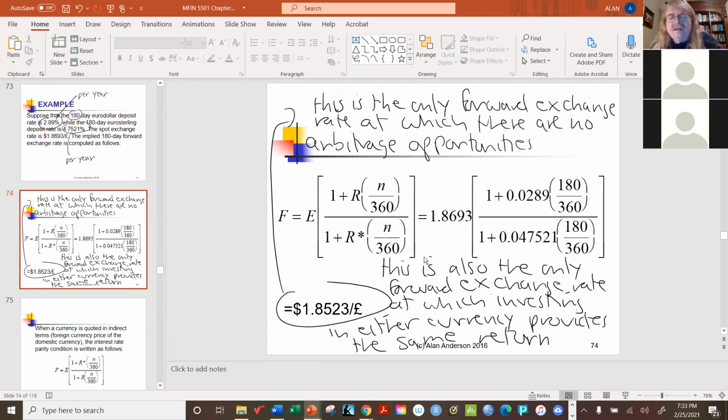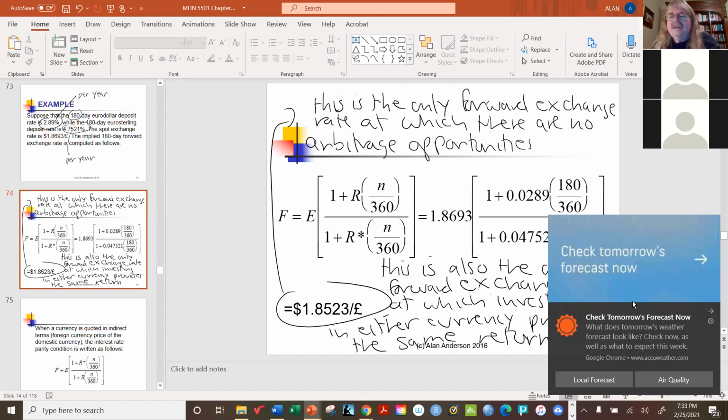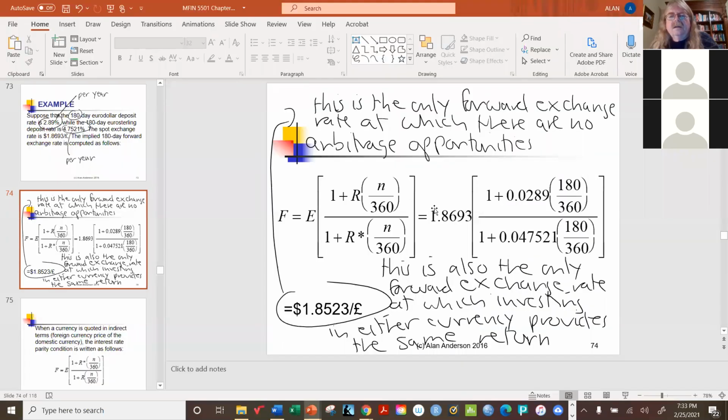But only if F equals that number. If it equals something else, then you would be able to earn more in one country than the other, and that's the source of the arbitrage opportunities. So here we're being told that it's 1.8523, and of course anything else means that we might just find ourselves with a little profitable opportunity. All right, now the question is how to take advantage of that.